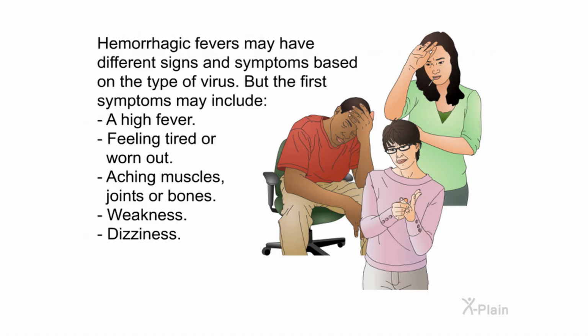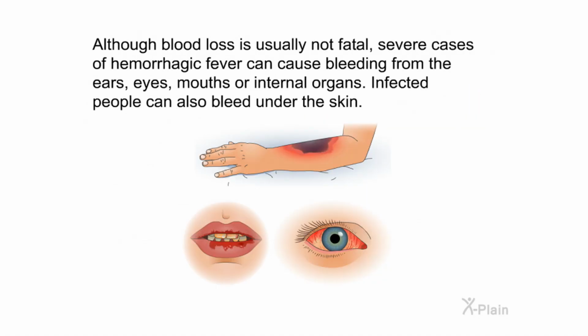Hemorrhagic fevers may have different signs and symptoms based on the type of virus, but the first symptoms may include a high fever, feeling tired or worn out, aching muscles, joints, or bones, weakness, dizziness. Although blood loss is usually not fatal, severe cases of hemorrhagic fever can cause bleeding from the ears, eyes, mouth, or internal organs. Infected people can also bleed under the skin.